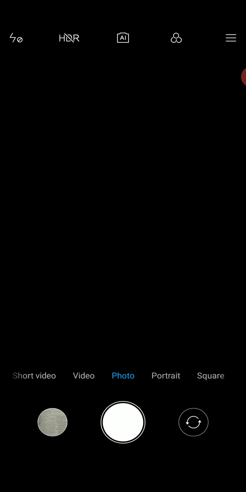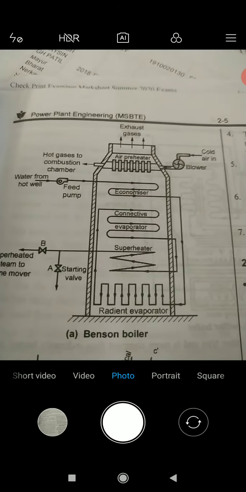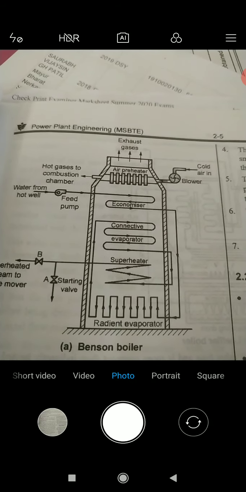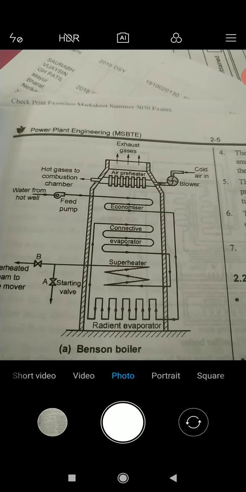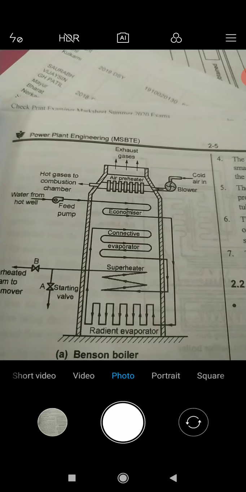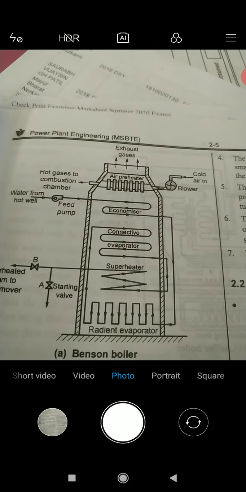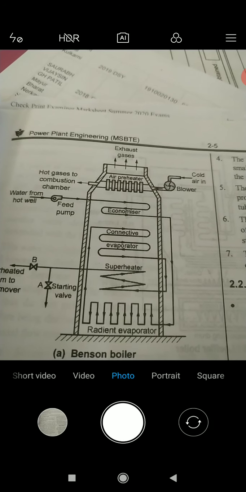So there are certain features of Benson boilers. There are no drums. The total weight of the Benson boiler is 20% less than the other boilers. This also reduces the cost of the boiler. As no drum is required, the transport of the Benson parts is easy. The majority of the parts may be carried to the site without pre-assembly.